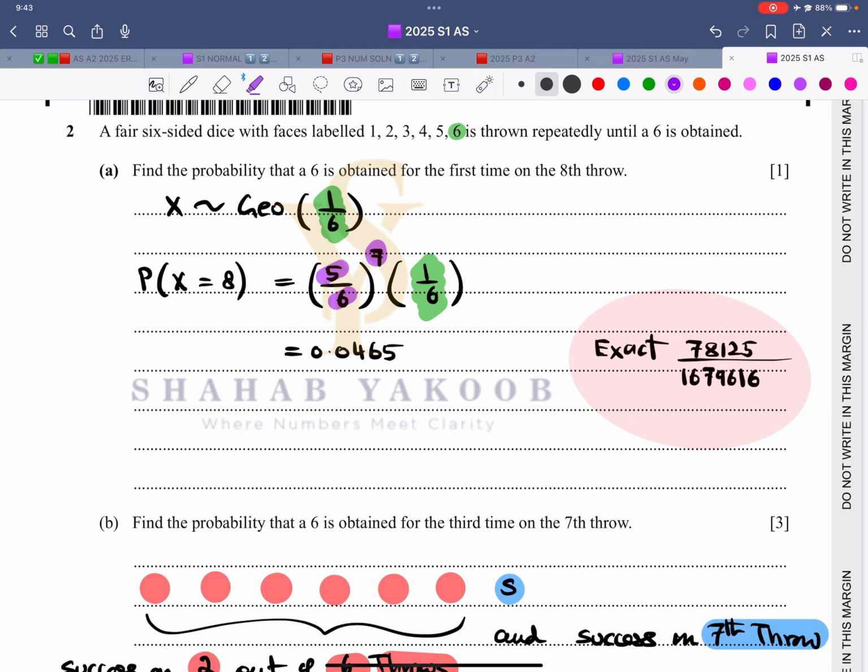Probability of success will appear only once. This is the answer given to 3 significant figures. If you're interested in the exact form, you can write the answer as it is. That is perfectly exact. Basically, what they have done is that 5 raised to power of 7, that is this thing, 6 raised to power of 8, that is this thing. And that's how this is written.